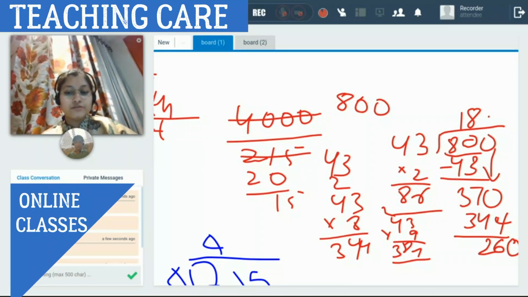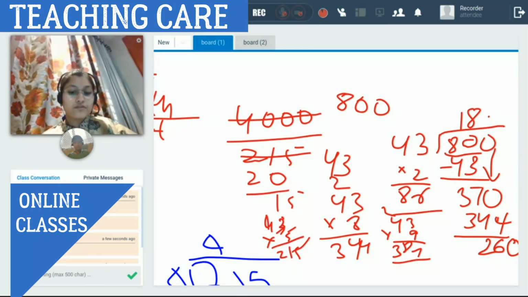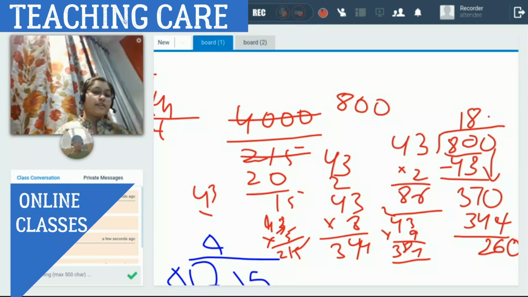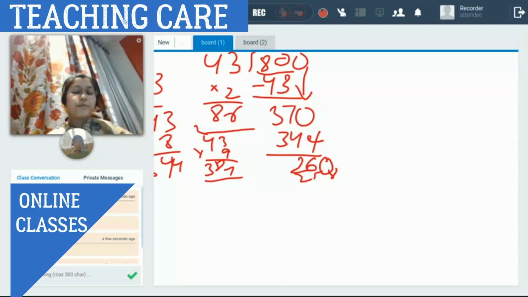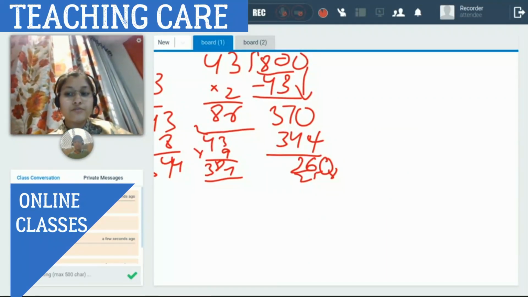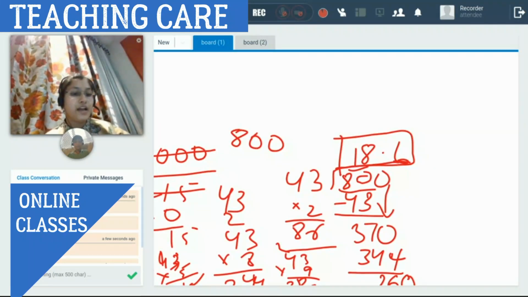In a similar way, 43 into 5, 215, 43 into 6, 258. I can go for 6, 258, 2. Still I am having the remainder, but my answer is okay up to one decimal place, so I will take 18.6 as my answer.